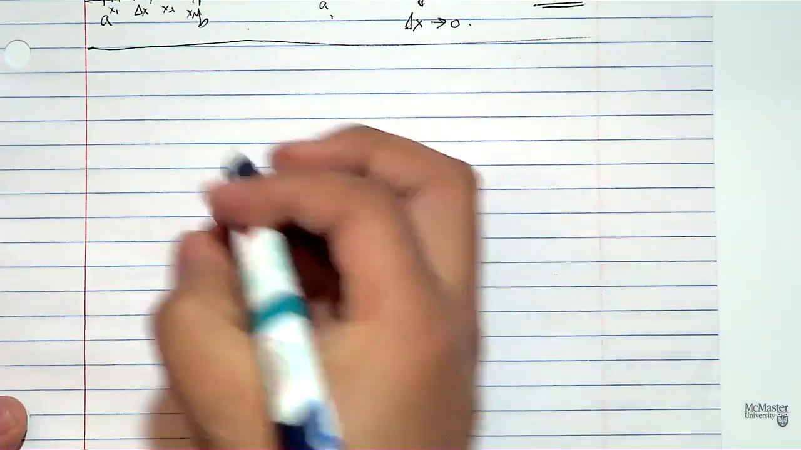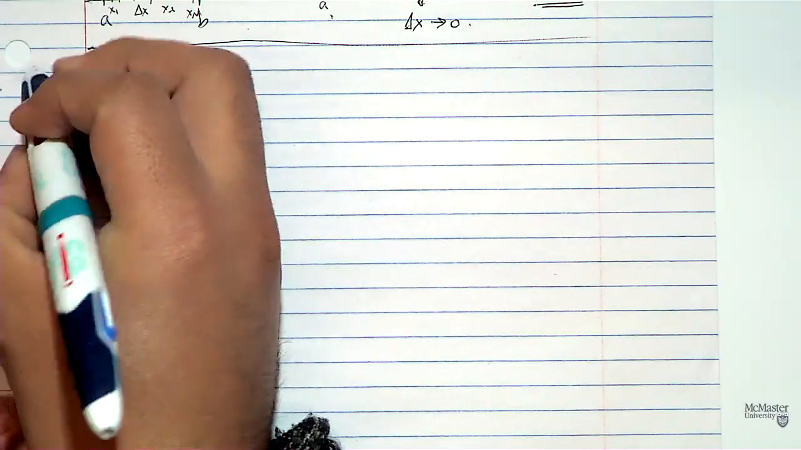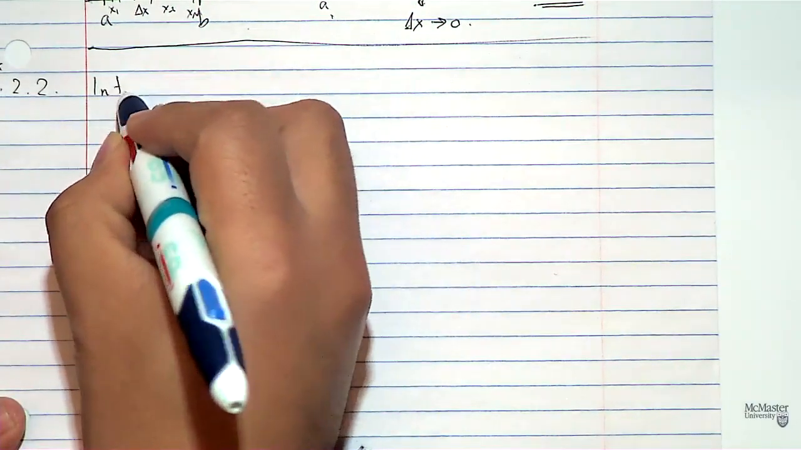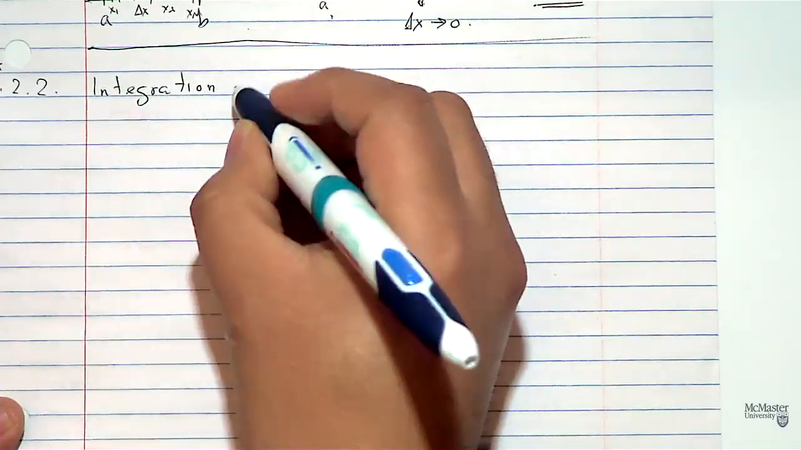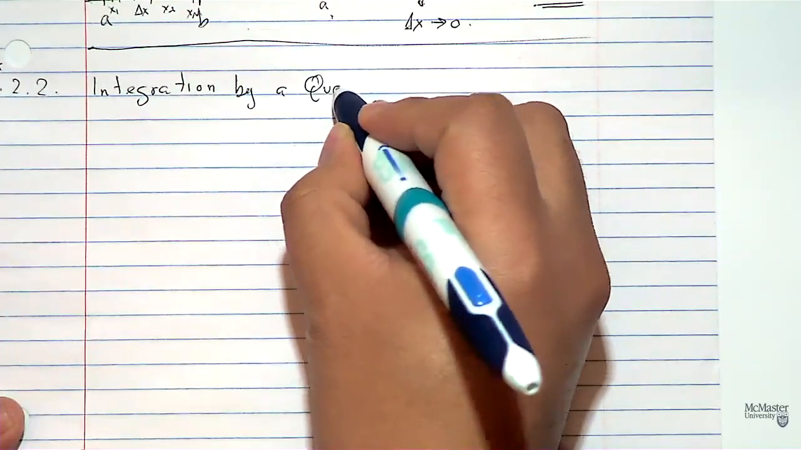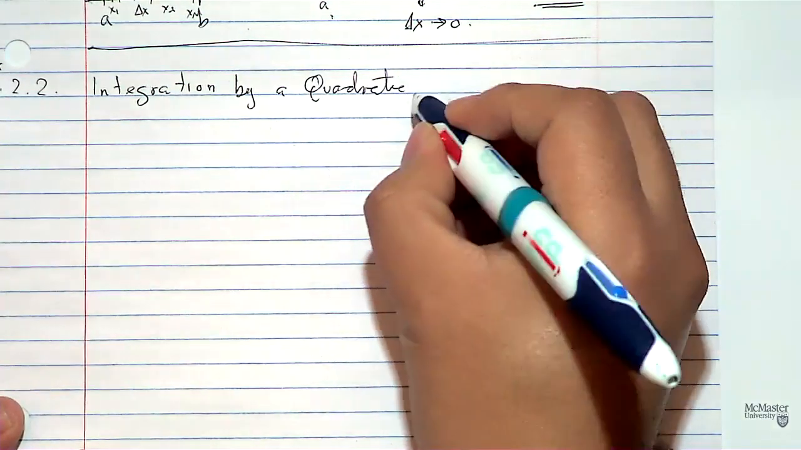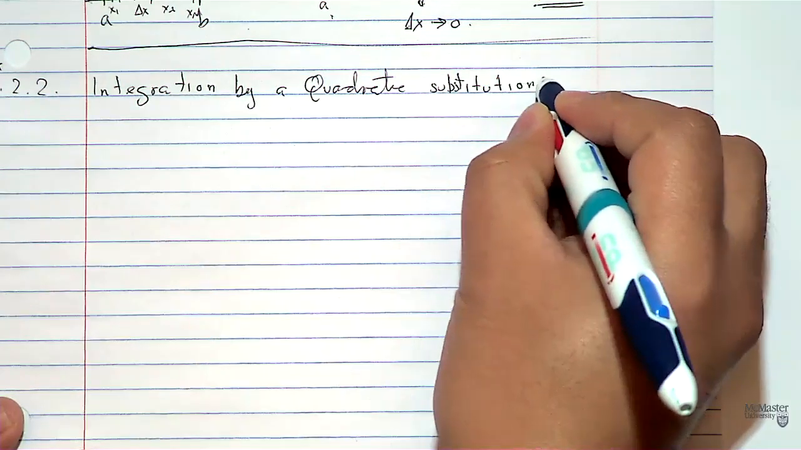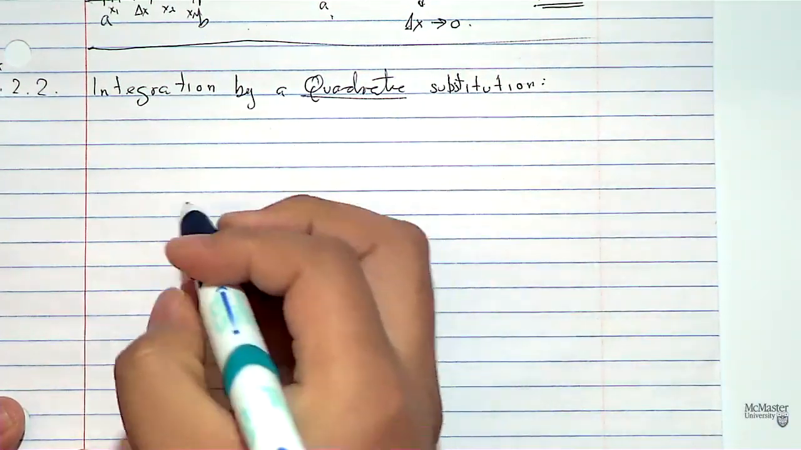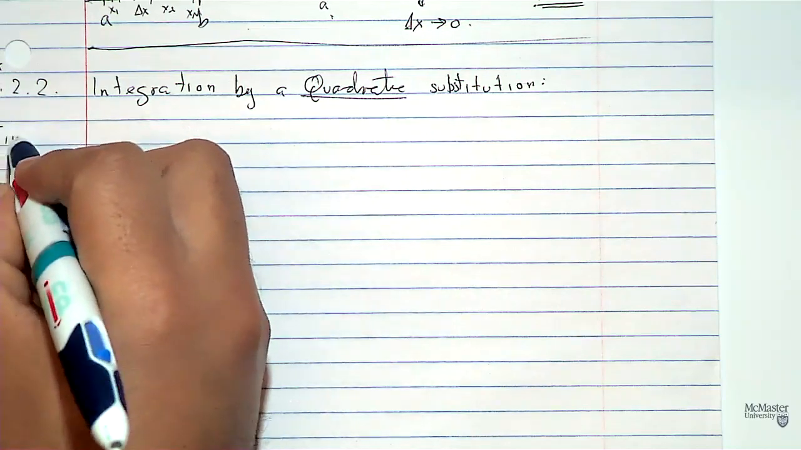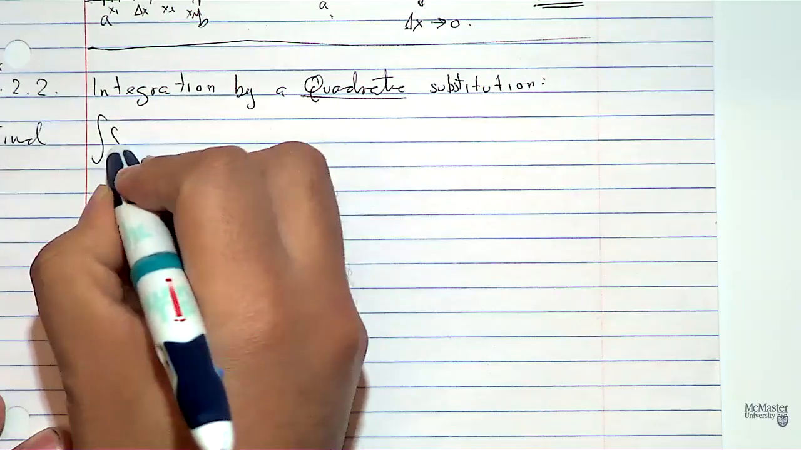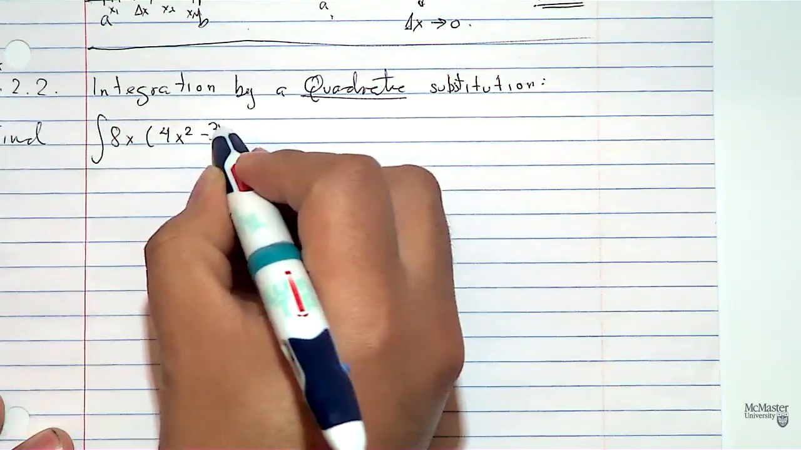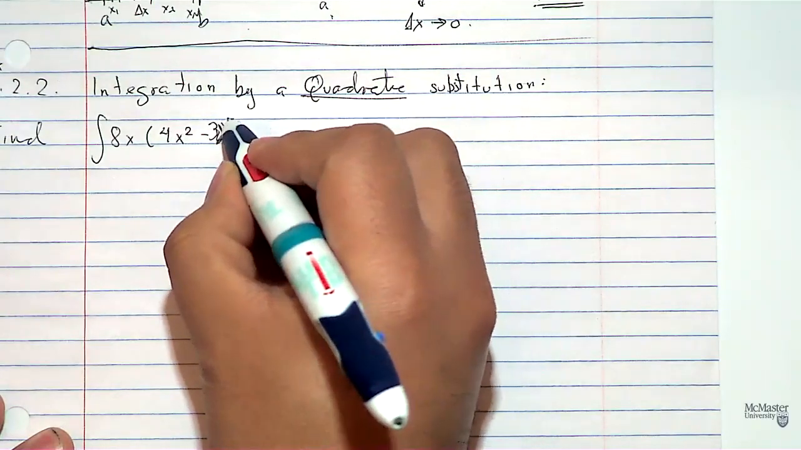Now let's go to a new example, example 5.2.2, which is integration by quadratic substitution. Precisely, the problem is telling you that you won't use a linear transformation, but a quadratic one. The problem is to find the integral of 8x times (4x squared minus 3) to the 5th power dx.